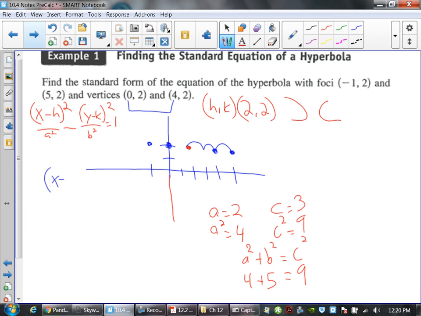So it's (x minus 2) squared over 4 minus (y minus 2) squared over 5 is 1. Write the form of the equation. If it asks to just write the form of the equation, that's all I have to do. I have another example that we'll go through, when we're given it in quadratic form, and then we'll figure out all the parts and label everything.